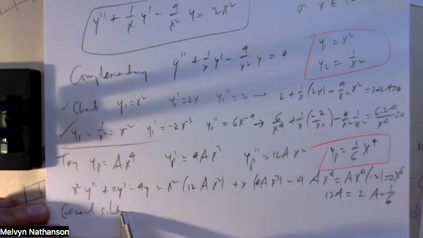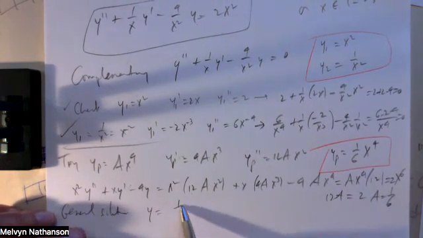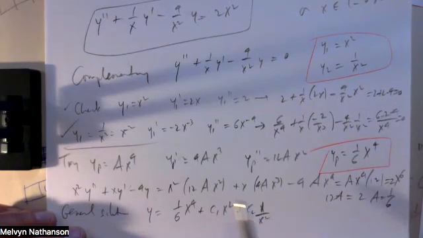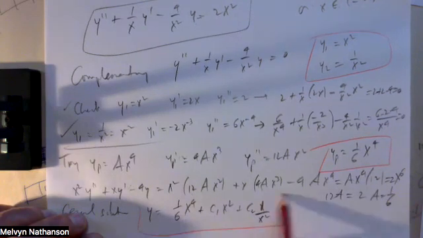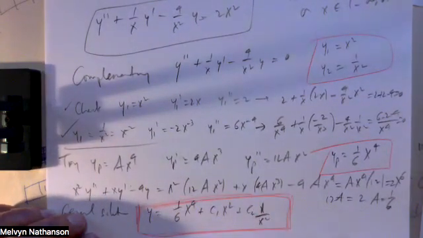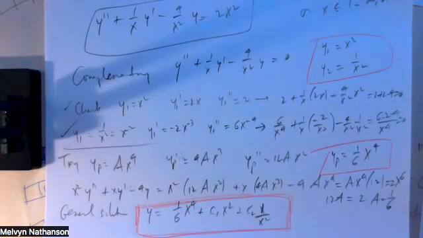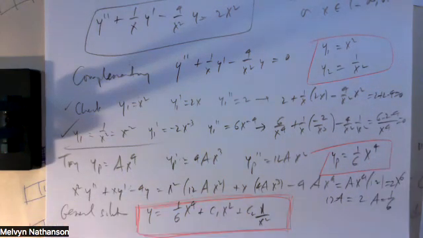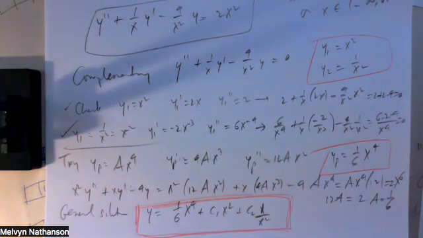So the general solution will be y equals 1/6 x to the 4th plus c1 x squared plus c2 times 1 over x squared. Okay. Any questions about this?